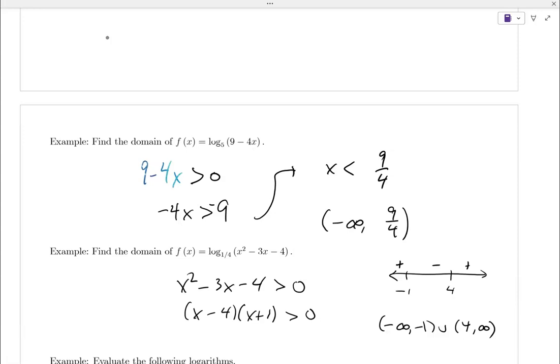So again, when you're asked to find the domain, this is just like problems you've done before. In particular, it looks a lot like what we did for square roots, right? The only thing that's different from square roots is you don't have the equal to sign.